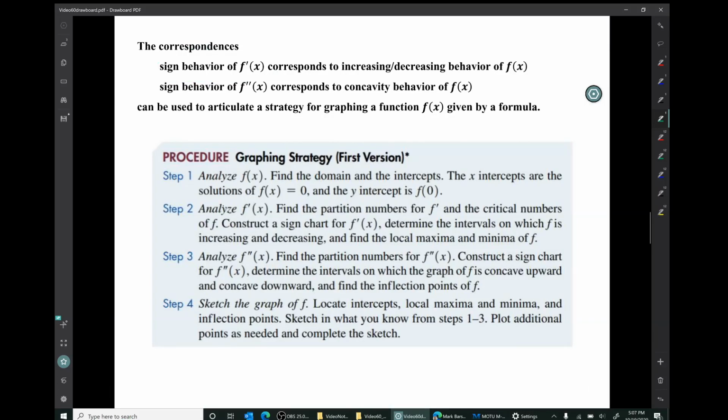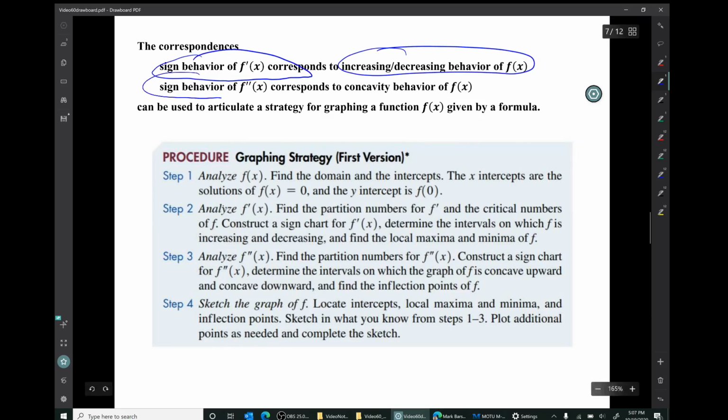What I want to talk about in this video is the idea that these correspondences between the sign behavior of f prime and the increasing/decreasing behavior of f, and between the sign behavior of f double prime and the concavity behavior of f, can be used to come up with a strategy for graphing a function that's given by a formula. The graphing strategy is 4 steps. The first 3 steps are analyzing f, analyzing f prime, and analyzing f double prime.